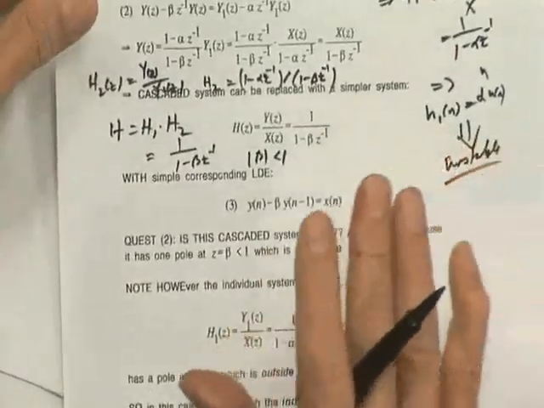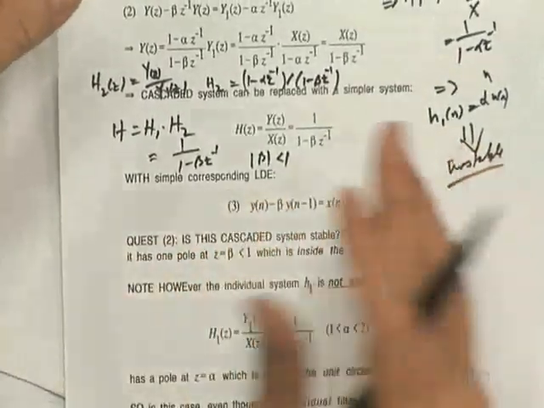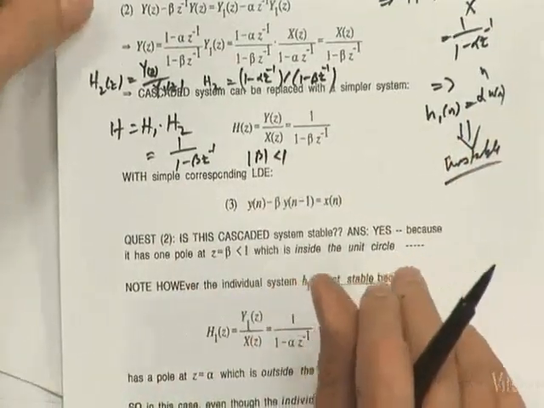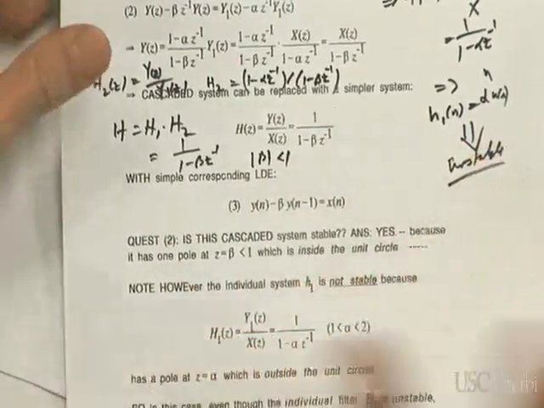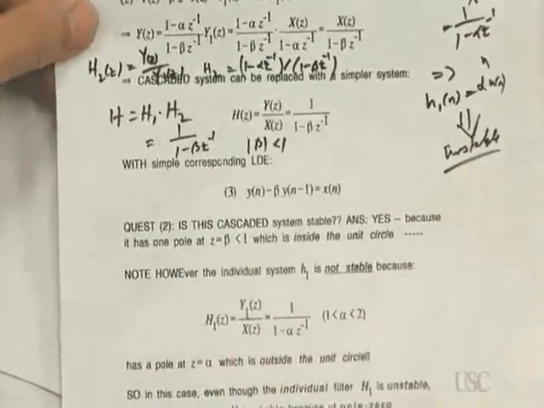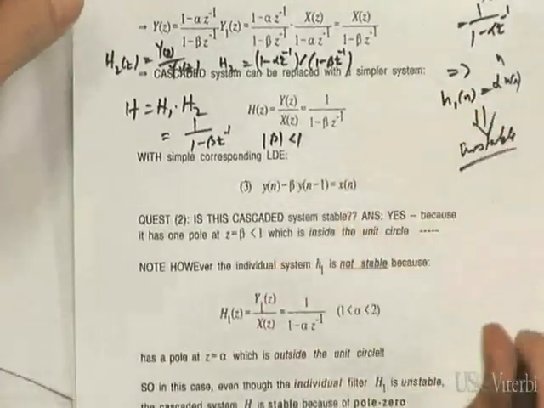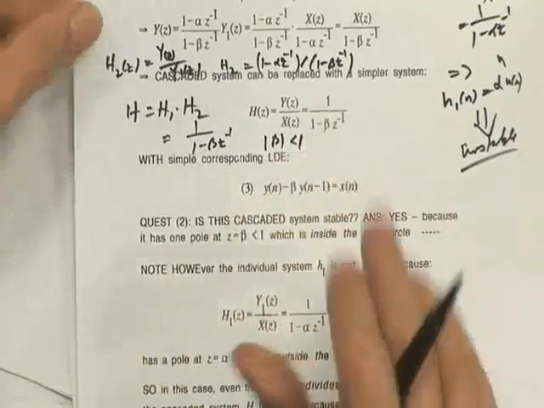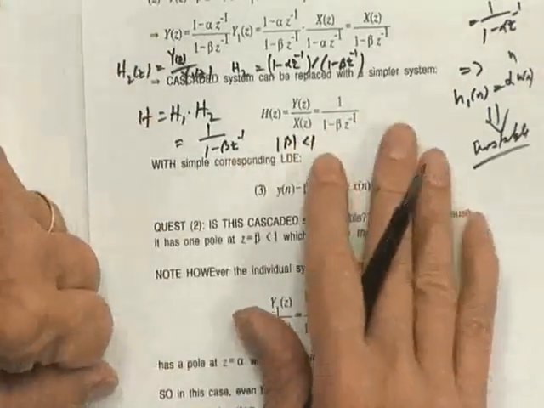One is that, first of all, the Z transform is by far the way to go when you're analyzing these cascaded systems. Absolutely the way to go, especially if they're simple cascaded systems. And number 2, even though one part of a system is unstable, the total system might be stable.